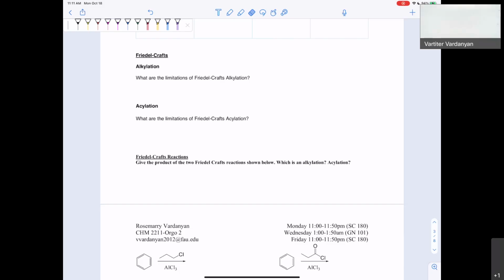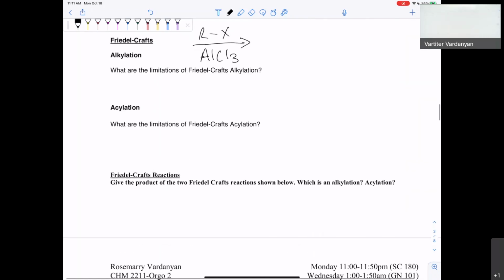All right, so for Friedel-Crafts, we have alkylation and acylation. Does someone want to remind me what the reagents are for alkylation? Cool. And so RX is just an alkyl halide, and AlCl3 is our Lewis acid. Cool. And then when can this reaction not occur? Like, what were the limitations that we talked about?